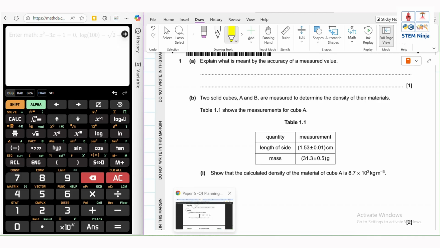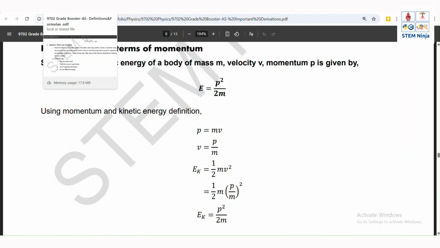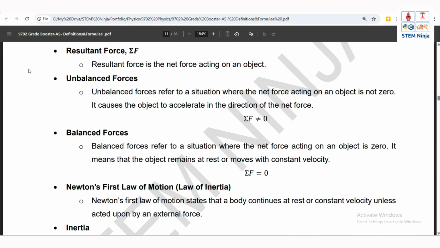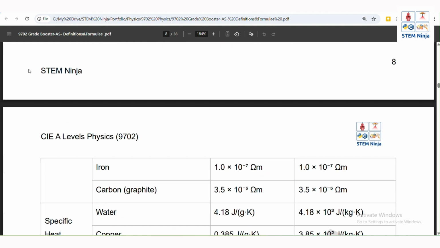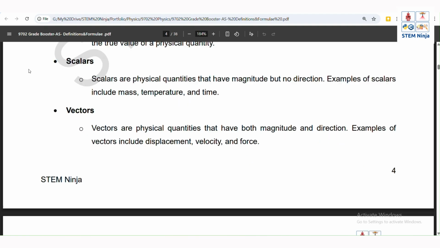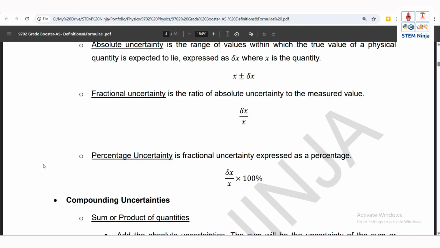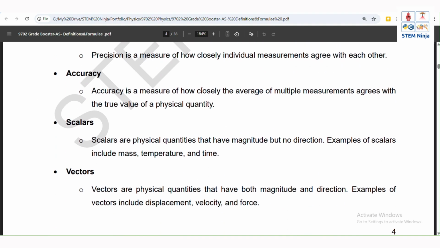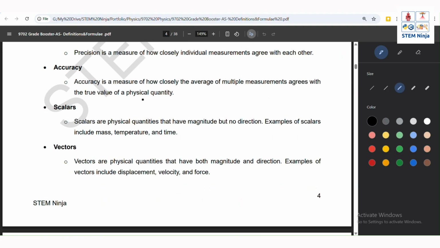Just to show you how much we have thought about this, these little things are included in these documents, in these grade booster packs. So for example, we are looking for accuracy. It's a measure of how closely the average of multiple measurements agrees with the true value of the physical quantity. Now, we are not talking about the multiple measurements over here yet, so you can skip this part out. So how closely the measurement agrees with the true value of a physical quantity. So we can actually write like that.